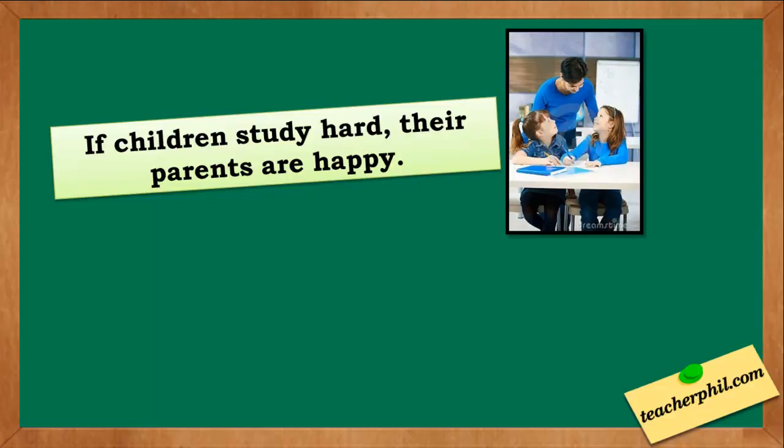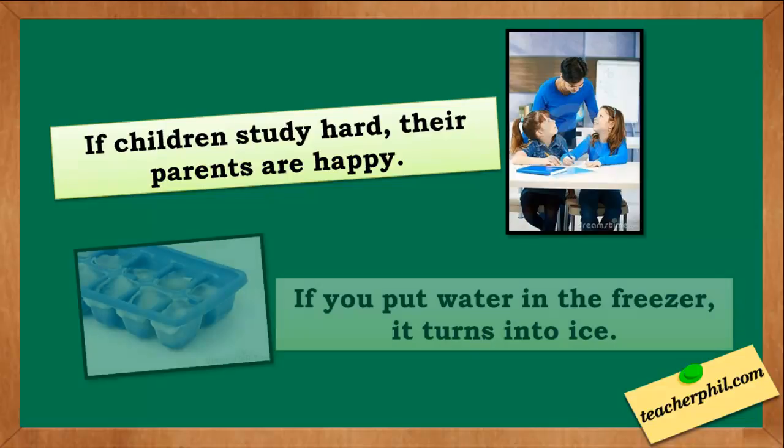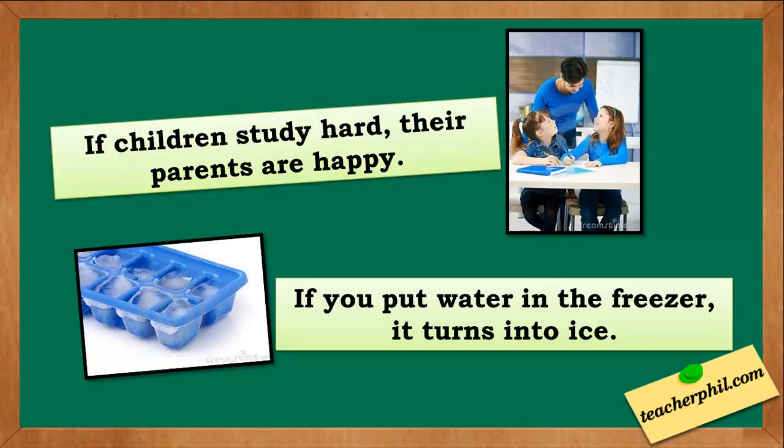If children study hard, their parents are happy. If you put water in the freezer, it turns into ice. The if clauses here are, if children study hard, and if you put water in the freezer. The result clauses are, their parents are happy, and it turns into ice. If you have noticed, all these examples are facts. The results always happen when the previously mentioned actions are done. That's why both the if clauses and the result clauses are in simple present tense.